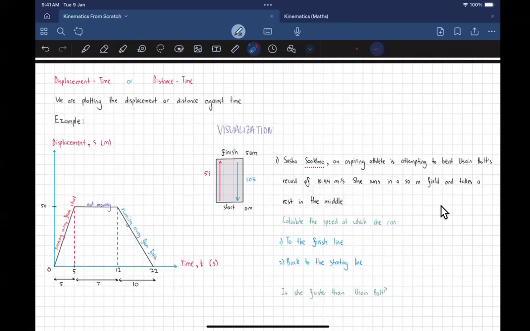How come you say she ran faster? You're really rooting for Sasha. But how come you say she ran faster? What made you say that? Did you add the 10 and the 5? No.